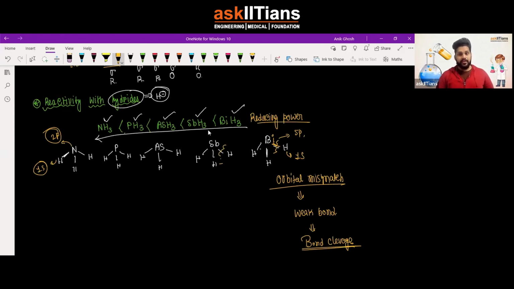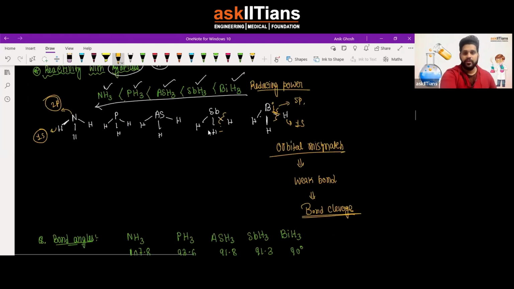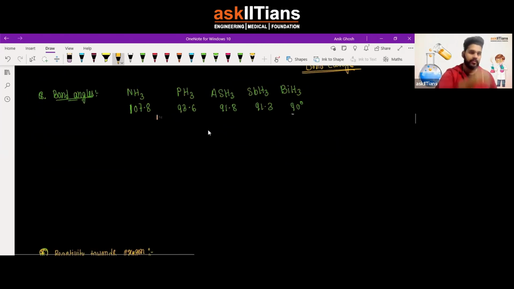As this bond breaks, they are very good proton donors, or H plus donors, or you can consider them very good reducing agents, or you can consider that they are very, very reactive in nature. Any way you want to put it, right? But the answer is with respect to the orbital mismatch.